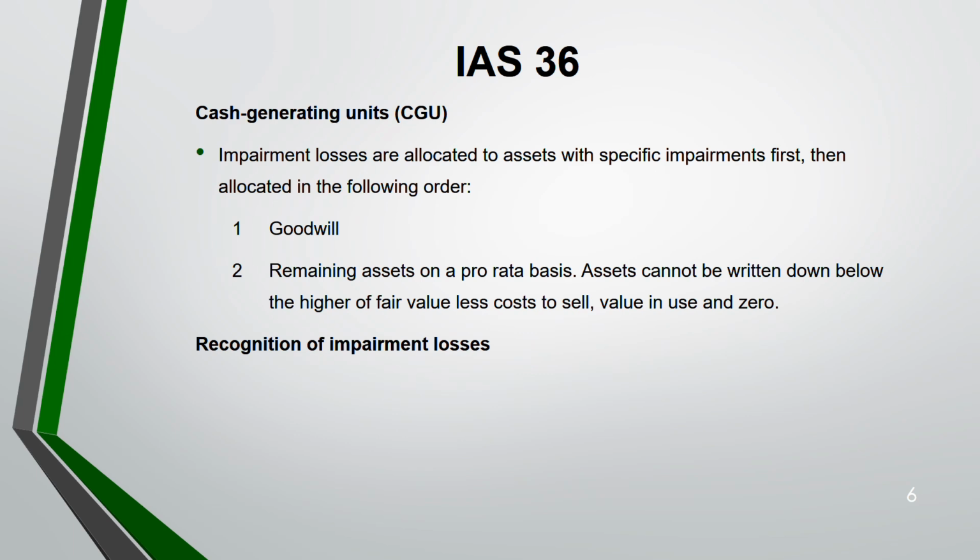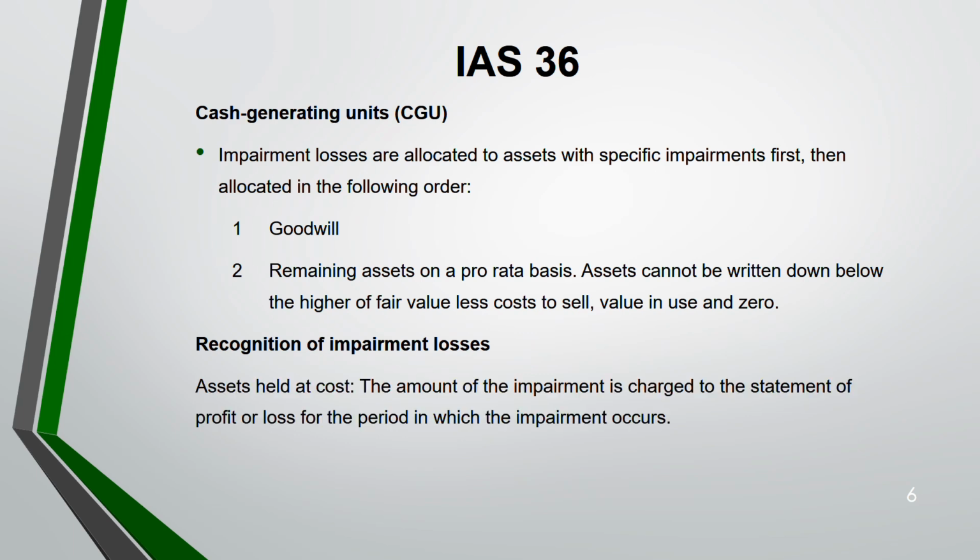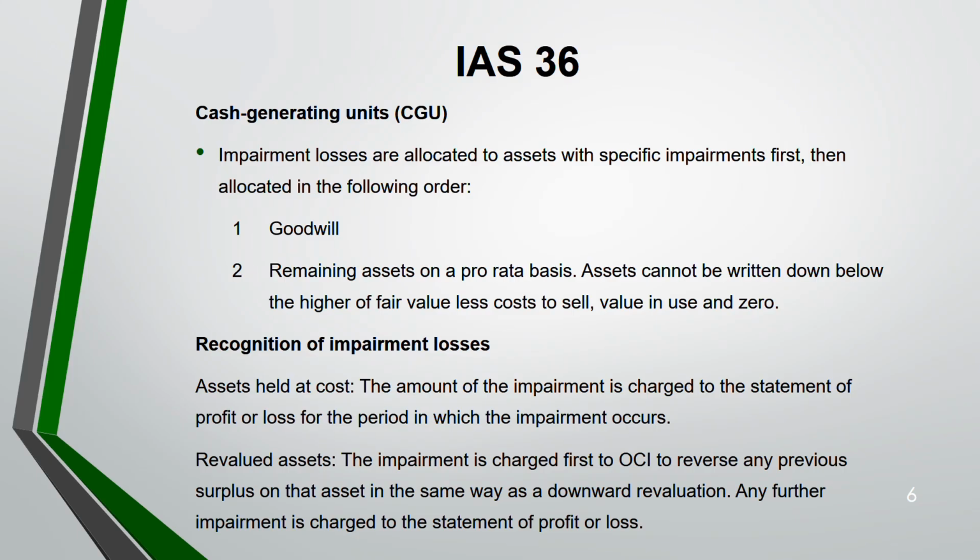Now, how do you recognize impairment loss? Assets that are held at cost. If you are using a cost model, then your amount of impairment will go in your statement of profit and loss. If it's a revalued asset that has been impaired, then your impairment will first be charged to OCI to reverse any previous surplus on that asset in the same way as a downward revaluation. Then further impairment will be charged to profit and loss. Same way how a downward revaluation works.